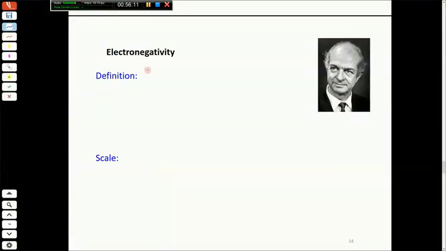So that's the key distinction here. And what's the definition? It's the relative ability of a bonded atom to attract shared electrons. So just because we form a covalent bond and we say that the electrons are shared, that doesn't mean that they're shared equally.